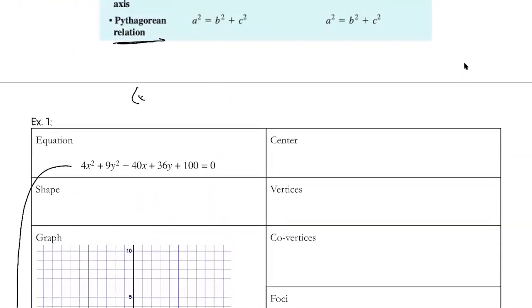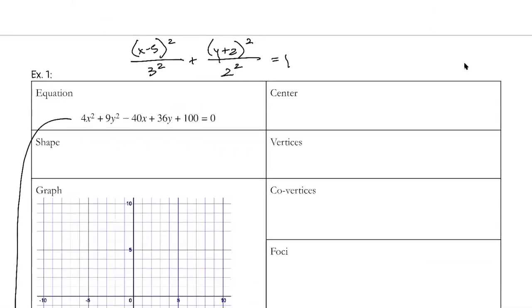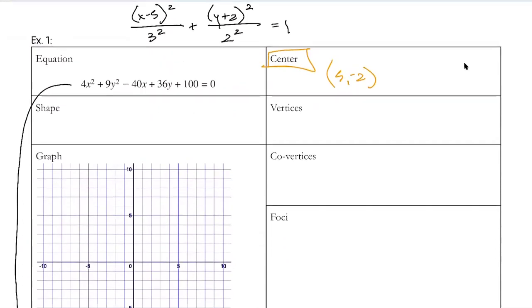So we had (x minus 5) squared over 3 squared, because we had 9, plus (y plus 2) squared over, another way to write 4 is 2 squared, equals 1. All right, so from here, what do we have for our center? What's that going to be? 5 and negative 2. 5 comma negative 2. Excellent. So I'm going to go ahead and put that on my graph. 5 comma negative 2 gives me my center down there.